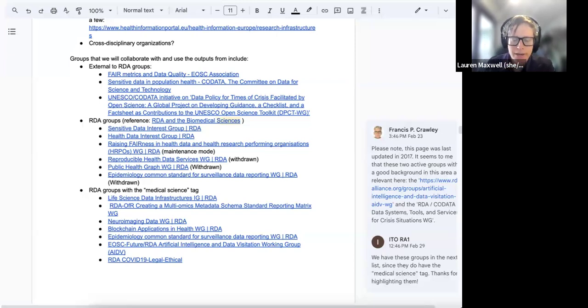So we can't just rely on clinical data. We can't just rely on research data. We really need the omics data. We need the lab data, the sample data. So that was a very interested and motivated community.